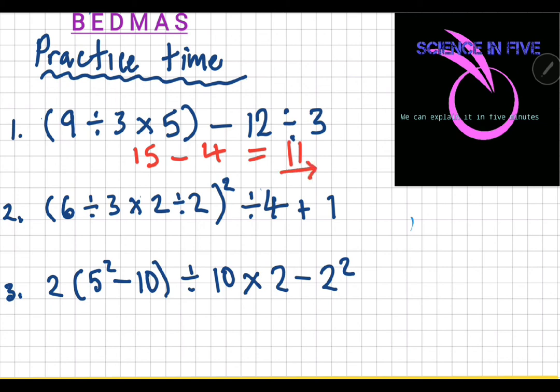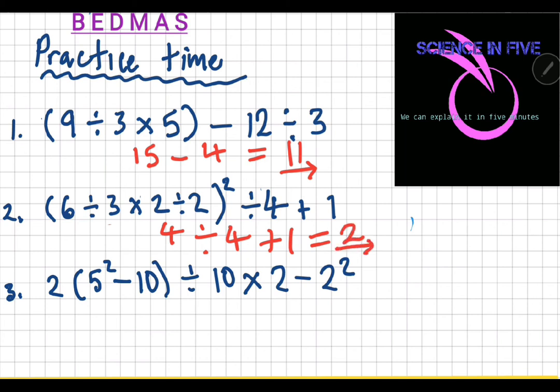And number 2, the bracket before squaring, 6 divided by 3 is 2. 2 times 2 divided by 2. So let's try and figure that out first. So this becomes 6 divided by 3 is 2, times 2 is 4. 4 divided by 2 is another 2. So 2 squared is 4. So this becomes 4 divided by 4 plus 1. What's 4 divided by 4? Division first is 1.